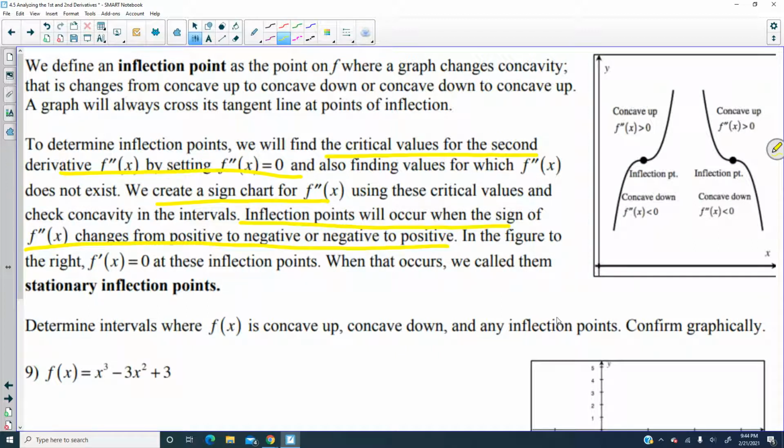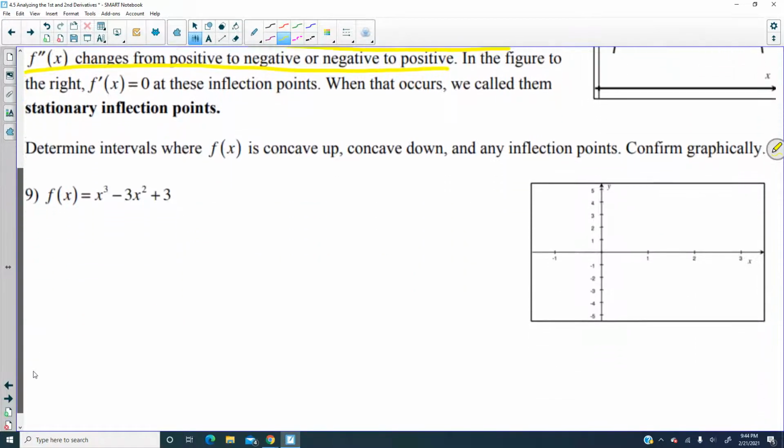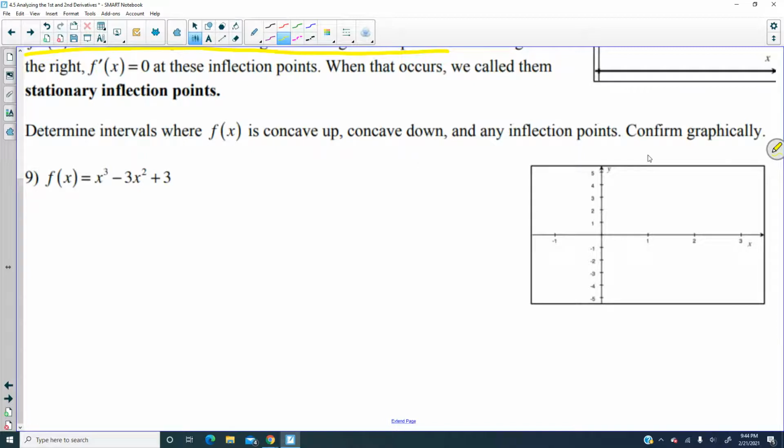All right, so I think we're ready. So we're going to do this one right here. Determine the intervals where f is concave up, concave down, and any inflection points. And then we'll talk about the function graphically.